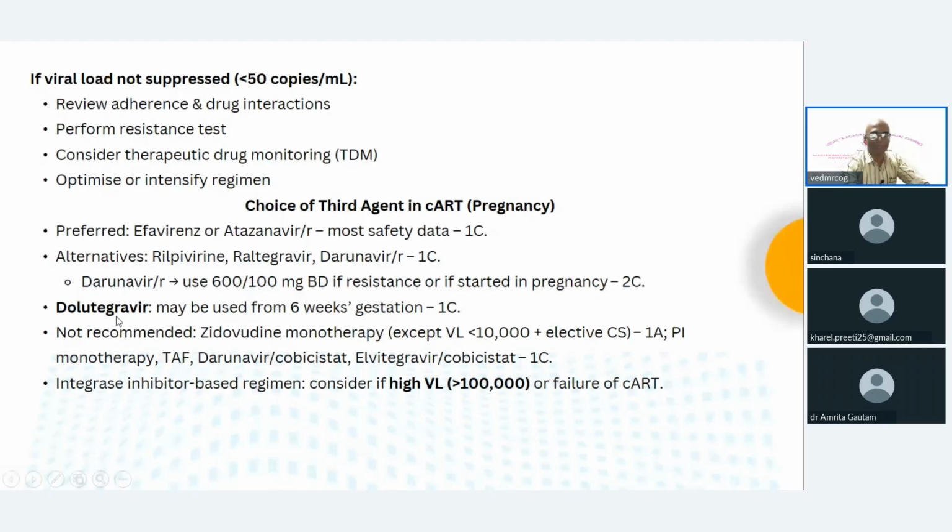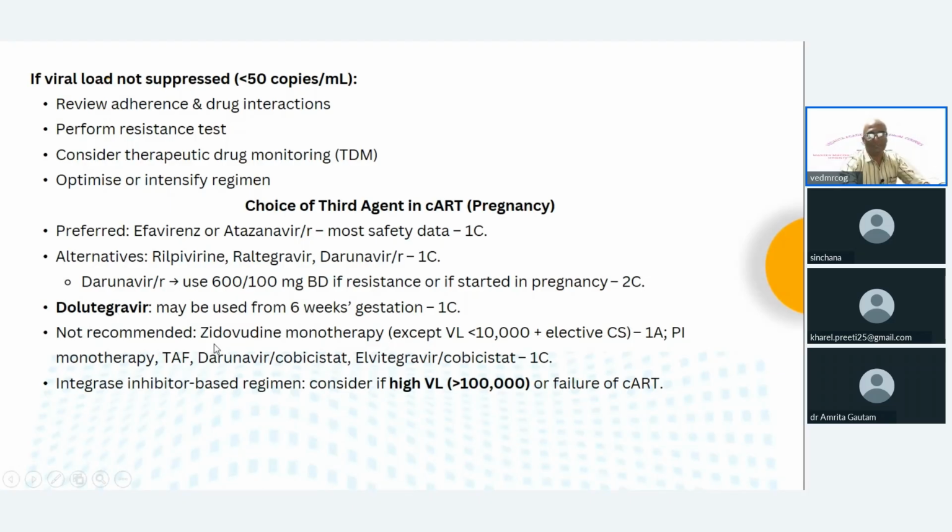Dolutegravir is not to be used before 6 weeks. It can be used after 6 weeks. This is an SBA: what does dolutegravir cause if used before 6 weeks? Just find it out. I think it is a neural tube defect, most probably. It is not recommended.